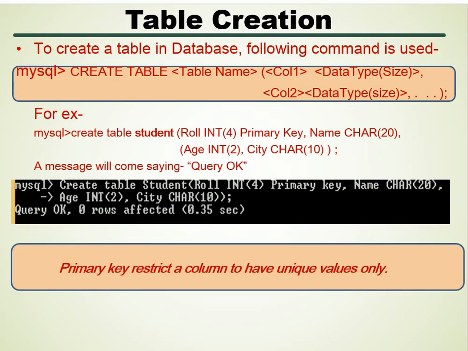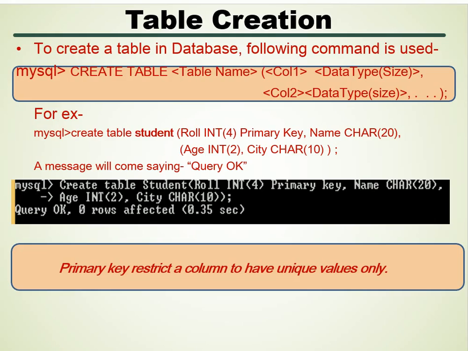To create the table in database, the following command is used, like CREATE TABLE as a command, then table name. Here you can specify the name of the table, then inside the bracket column 1, that is the field name, then corresponding data type and size, comma, next field name, then corresponding data type and then size, then again comma. Likewise you can specify the rest of the fields and the corresponding data types.